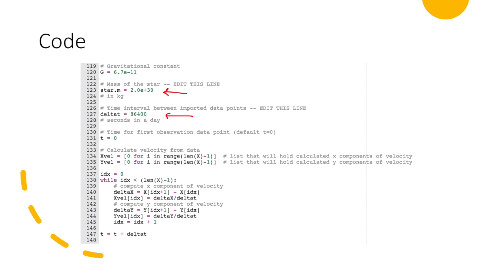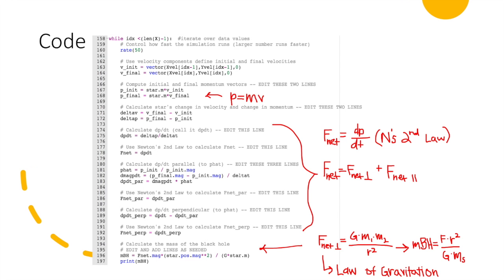Now let's move on to my code. On line 127, I changed my delta t to equal the number of seconds in a day and set the star's mass on line 123. On lines 167 and 168, I defined the initial and final positions using the momentum principle. Then I defined delta P and delta V, and finally defined the net force as dP/dt on line 178 because of Newton's second law.